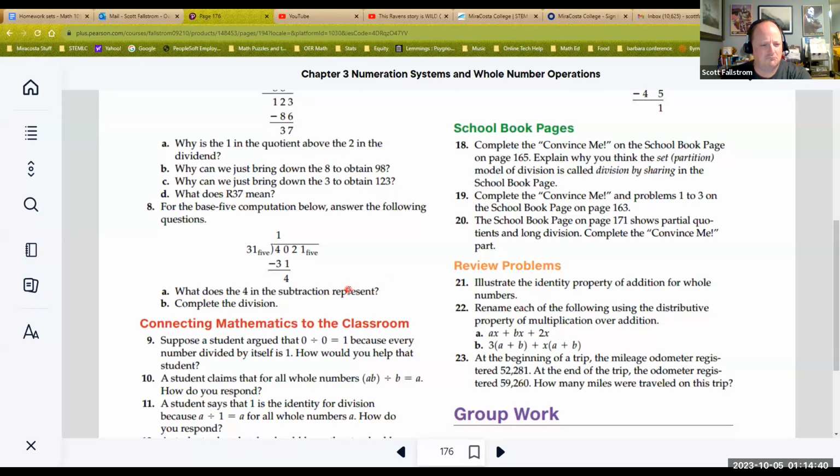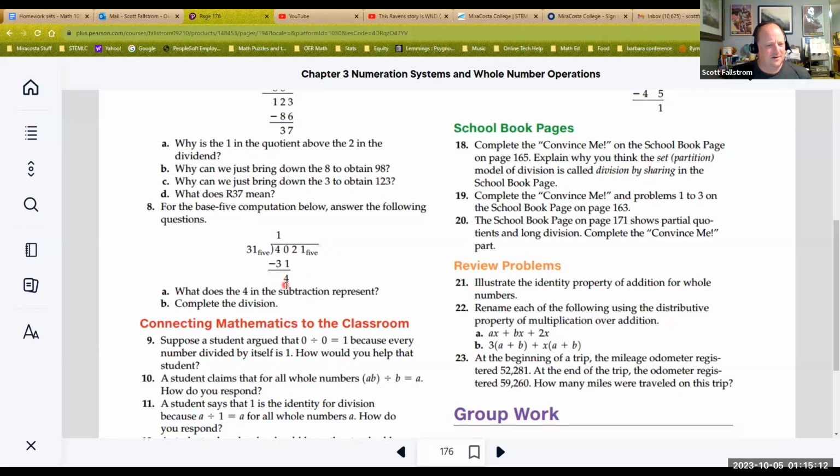8A. What does the 4 in the subtraction represent? Well, there's 2 4s. Again, so I would look and I'd try to define them both. The first 4 that I've listed up here is in groups of not 1s, but 5s, 25, so groups of 125. So that's in my dividend. And what does the 4 in the subtraction? Because it's a subtraction, I feel like it's this 4 down here.